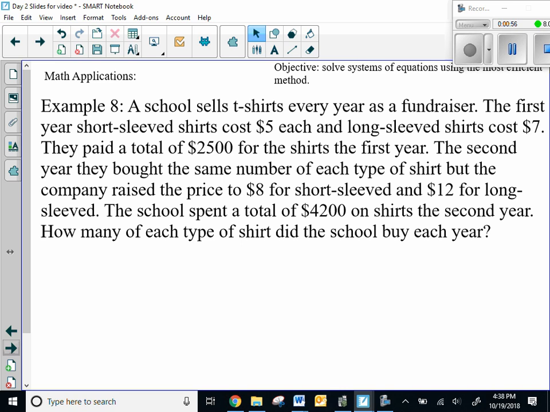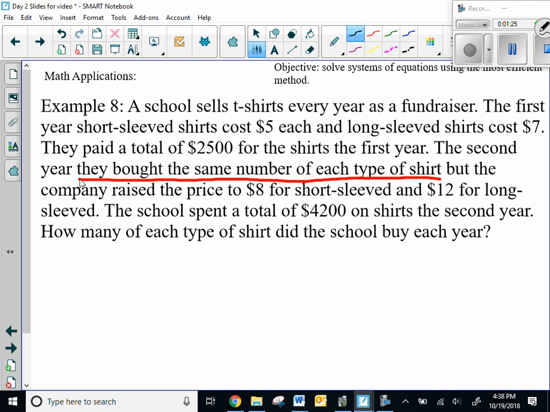Now, assuming they bought the same number of shirts, which notice it says they did, and that's super important. They bought the same number of shirts each year, right? How many of each type of shirt did the school buy the 2 years? So if they bought 50 the first year, they bought 50 the second year, right? If they bought 30 the first year, they bought 30 the second year. They bought the same number each year, and that's what's going to help us write these equations. If it wasn't for that, we couldn't really solve this.